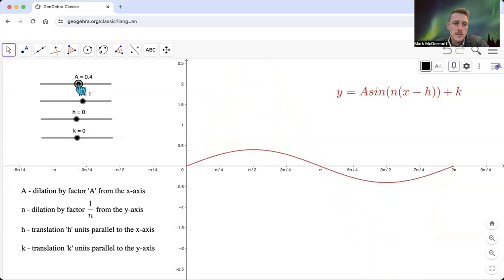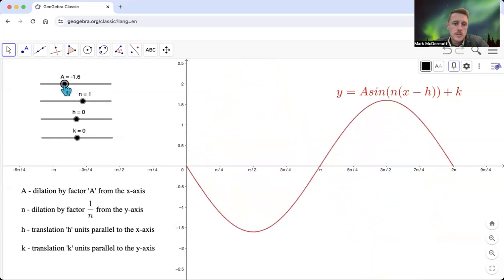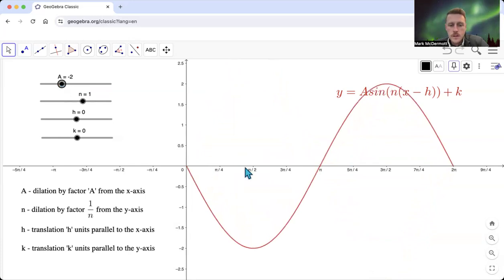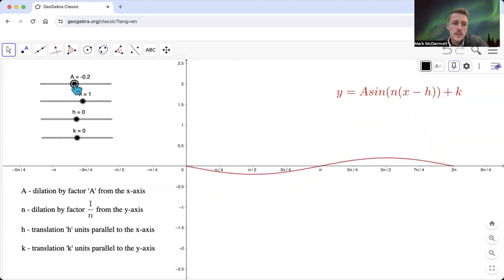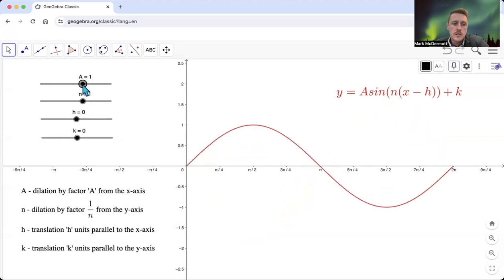If we made it negative, let's say it's -2, we can see that the height that it reaches is still 2. So when we talk about a dilation by factor of a from the x-axis, we always take that a value to be positive. Okay, and hopefully you can see that if it is negative, then that's just a reflection in the x-axis. So let's put that back to 1 because that's our most basic sine graph.